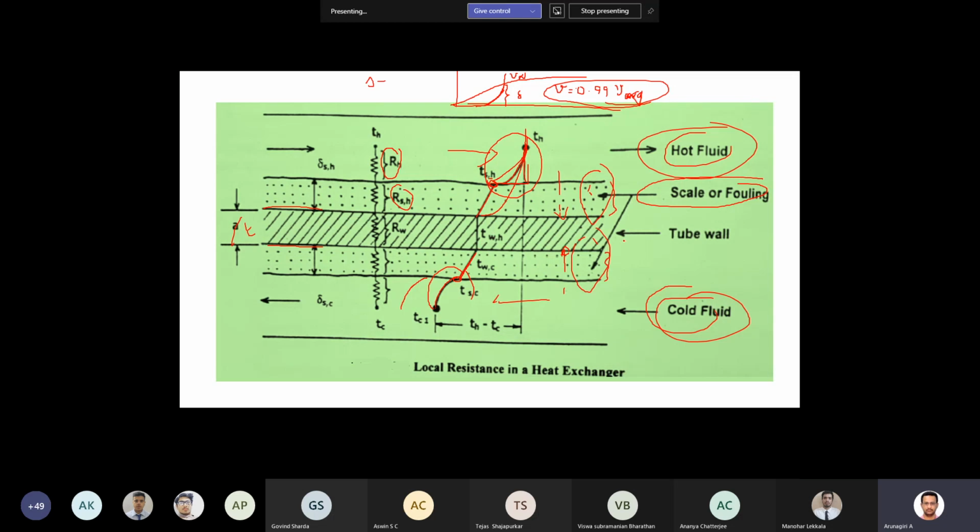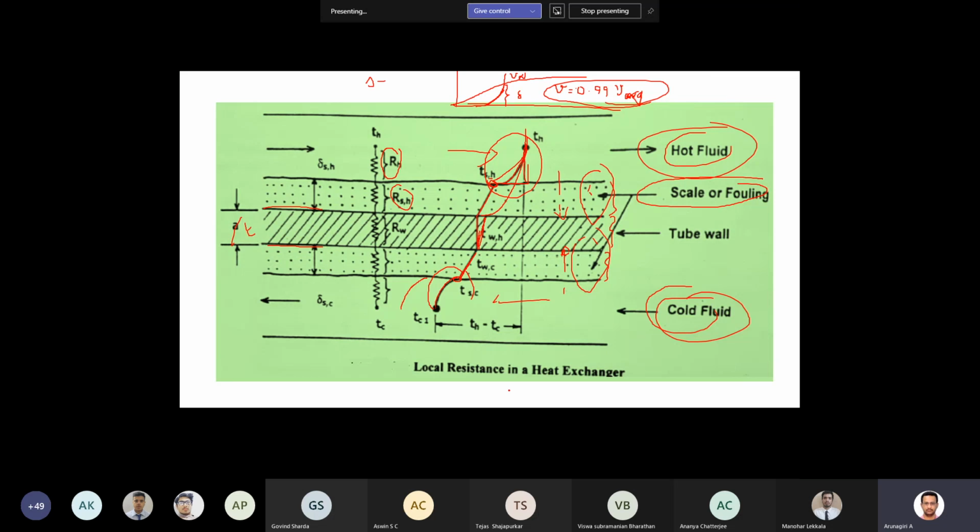If this is a thin metal wall, then there is no change in temperature, so the temperature of the wall at both sides is equal. Otherwise, if the thickness is more, then we also have thermal resistance due to the metal wall. So it may be like this, and you can linearize the temperature profile like this.